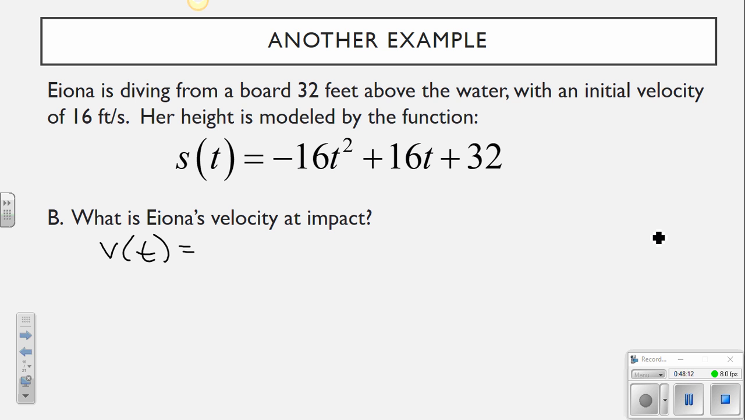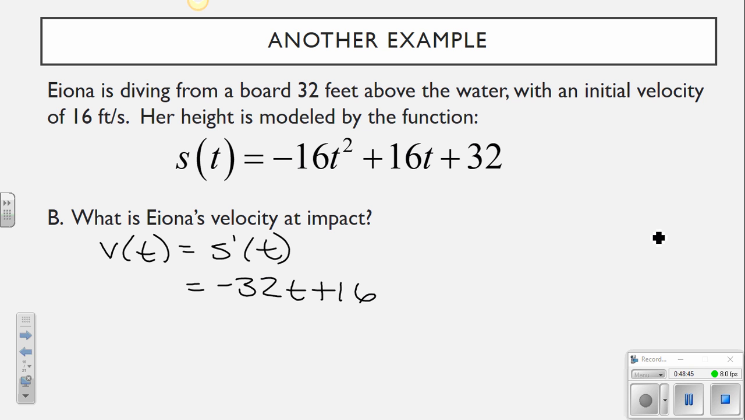Now, v of t, my friends, is just the derivative of the position. So quickly use your power rule techniques. Boom, boom, boom. And you're going to get negative 32t plus 16. You see that? Get back to the last one. It says that 32 feet above the water with the velocity of 16. Could you just divide the v by the velocity and then you also get 2 seconds? Sure.